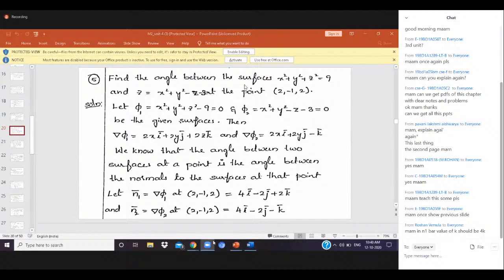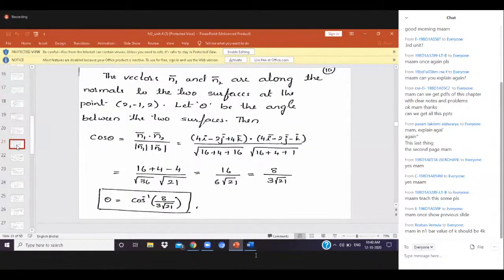I will speed up. So cos theta is nothing but n1 bar dot n2 bar by modulus of n1 bar times modulus of n2 bar. Substituting the respective values and calculating, we get the theta value, which equals cos inverse of so and so value, because there is a little calculation mistake. The procedure is this. You have to remember it and write down the statements also. You will get full marks for this.